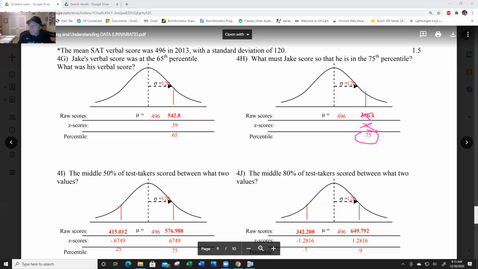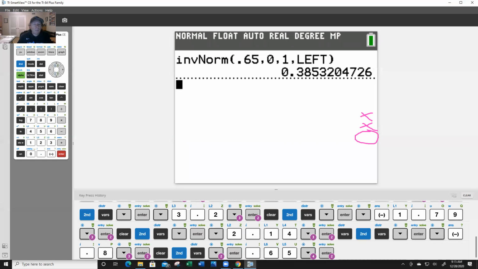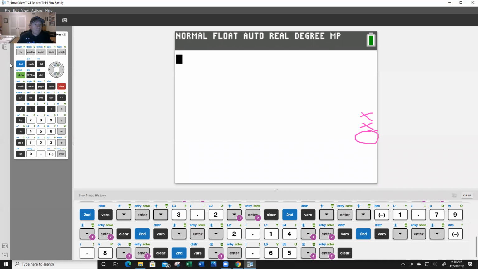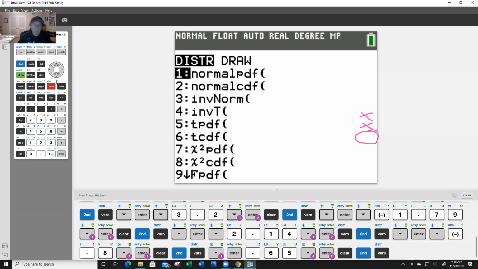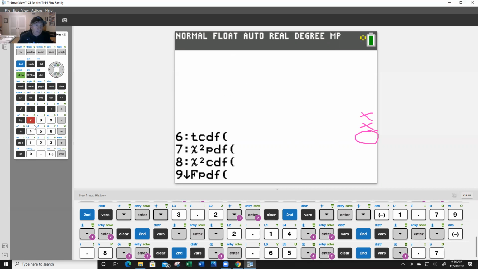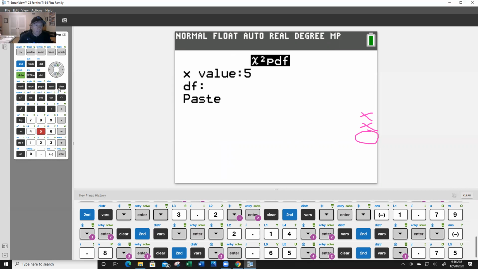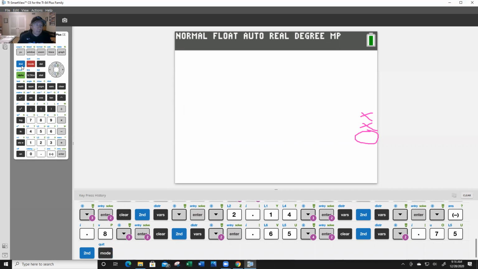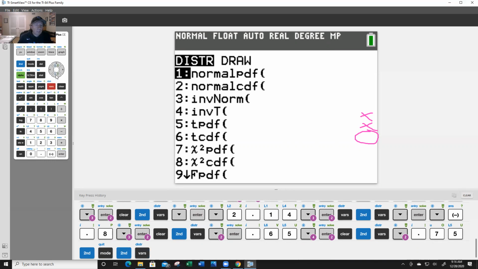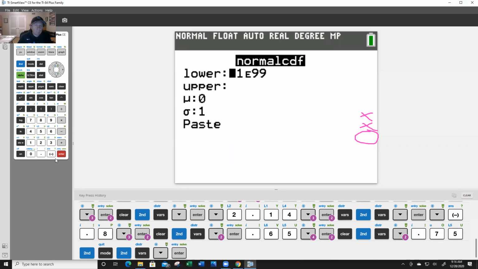The easiest way is my calculator, so I'm going to just do that for right now. I'm going to go to my calculator and go second distribution, inverse norm, 0.75. Whoops, something went wrong again. Try it again. Second distribution, inverse norm, 0.75.